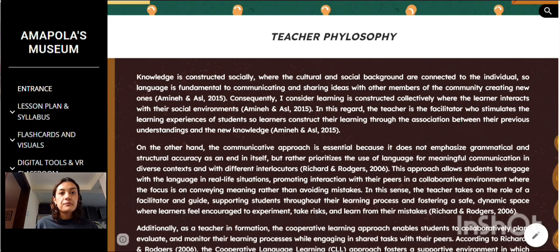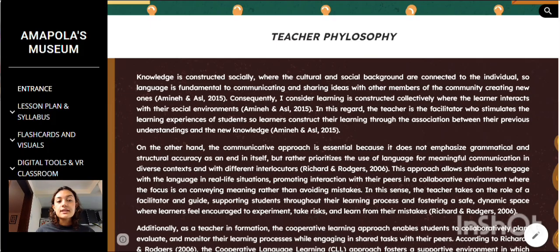Within this framework, the communicative approach plays a key role by enabling students to use the language in a variety of contexts with different interlocutors in order to engage them in real-life communication. Consider that the teacher should act as a facilitator and a guide that fosters a safe environment where students feel comfortable making mistakes and learning from them.